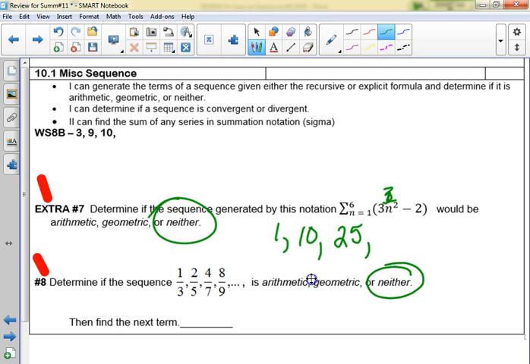I'm going with neither because the top is multiplying by 2, but the bottom is what? Adding 2. So the next term, well, it's neither. I could still find the next term. It would be 16 over 11, yes?